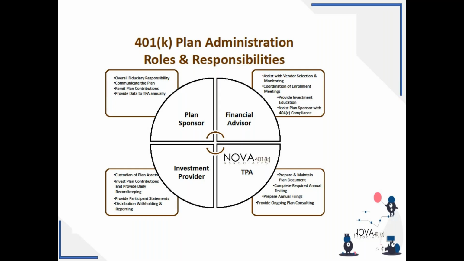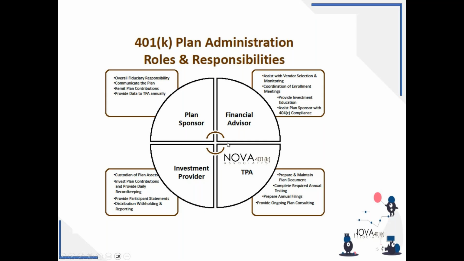The investment provider is also responsible for distributing participant statements. That needs to be done at least on a quarterly basis. And those statements could be mailed directly to the participant's home address, or the participant could choose to have them electronically delivered. The investment provider is also responsible for making sure that distribution withdrawals happen as requested, and that the reporting that's required for the plan's assets takes place.